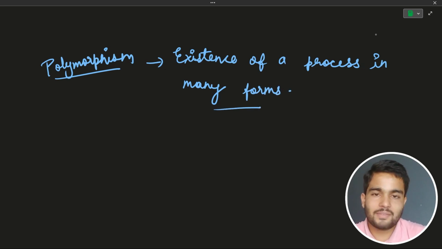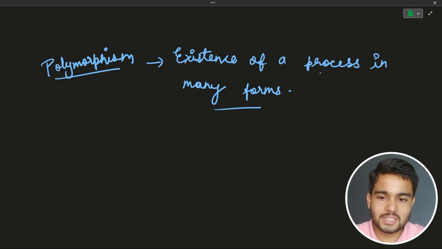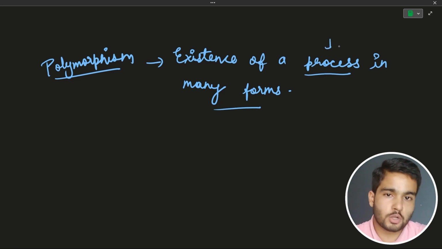Now you will definitely have a problem reading this definition: what does it mean, and how to implement this in Solidity? So let me break down this definition. The only keyword that you will have a problem with is process. You will understand existence of process in many forms, but what is the meaning of process in context to Solidity? Let me break down this process keyword.